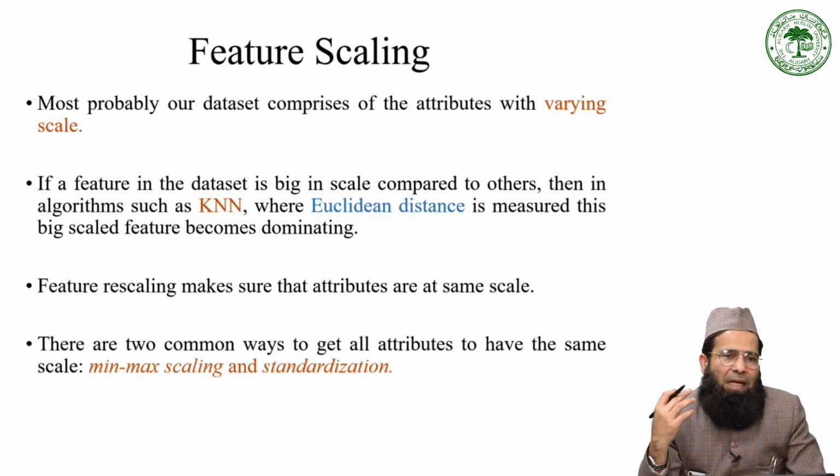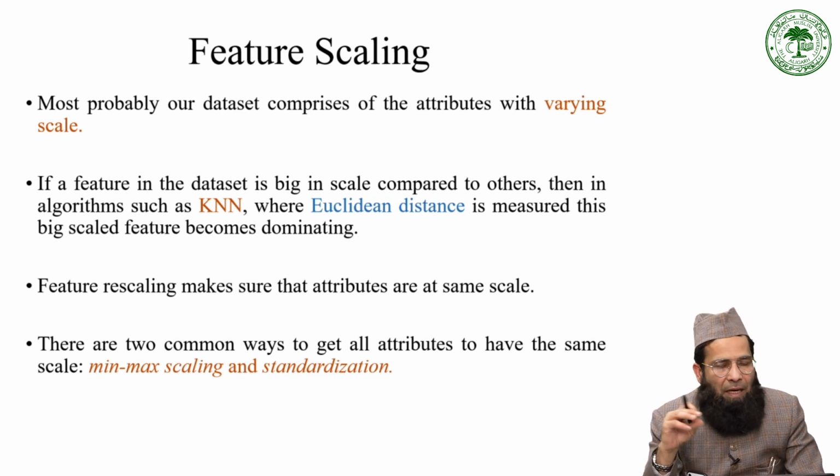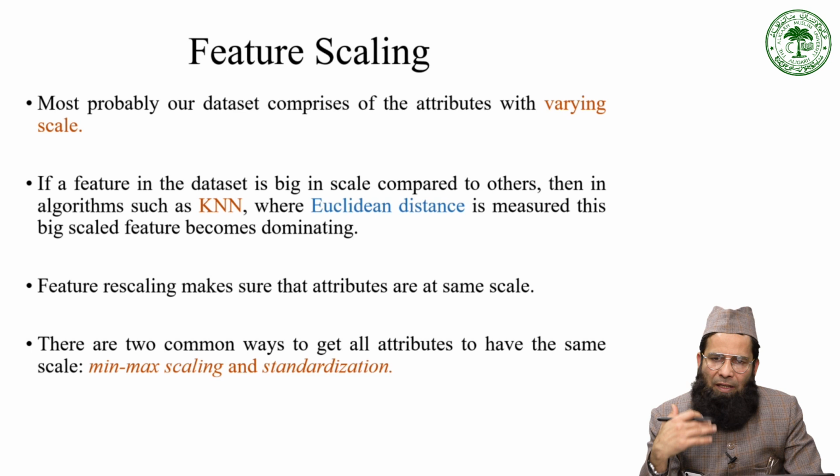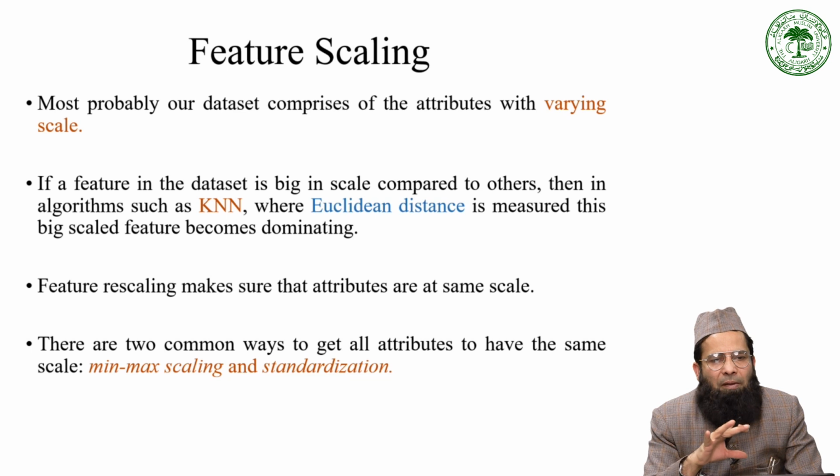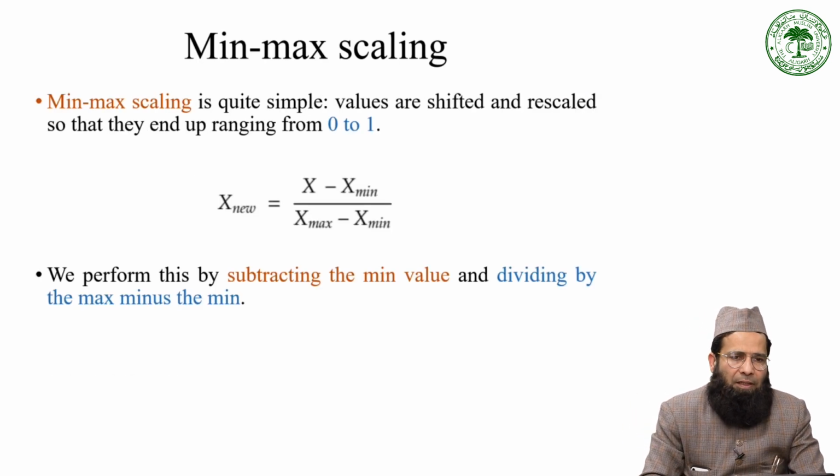So, feature rescaling makes sure that attributes are at the same scale, whether it is between 0 to 1 or -1 to 1 and so on. There are two common ways to get all attributes to have the same scale. One is min max scaling and the other is standardization. That we will discuss in today's class.